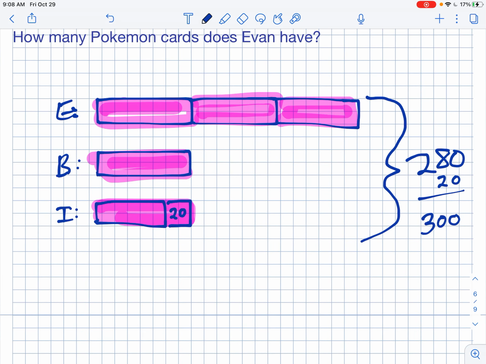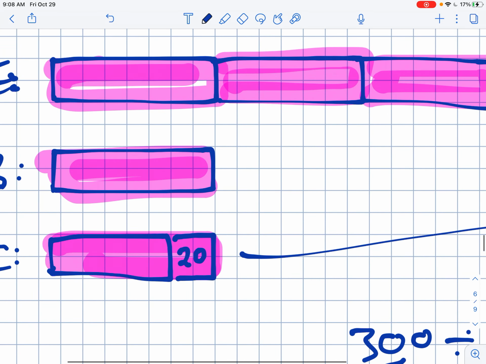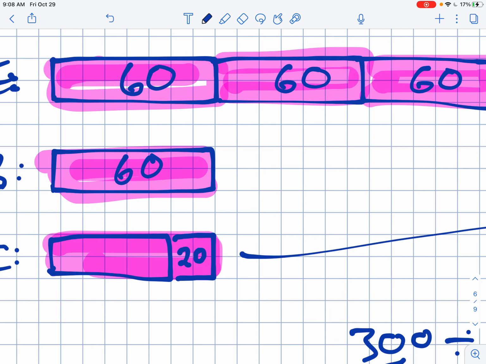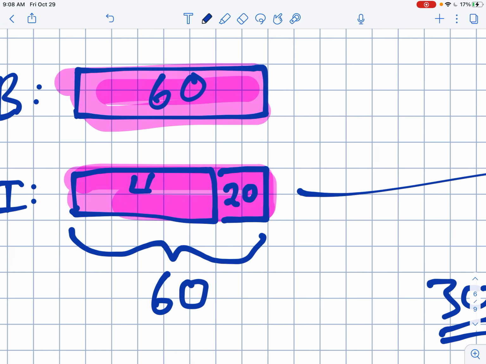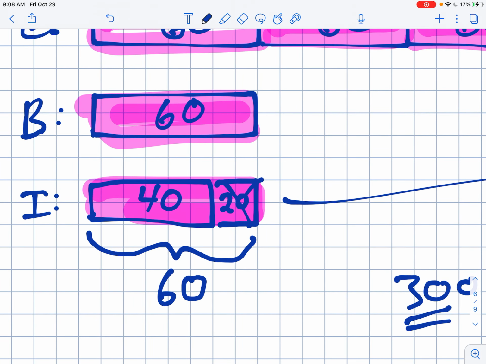So, now that I have a total of 300 with those 20, I can do 300 divided by 5. We can use our mental math. Do I know 30 divided by 5? Yes. 30 divided by 5 is 6, so 300 divided by 5 would be 60, correct? So that means each of these big blocks is 60, and Isabella's is not 60, but all of that with those 20 would be 60, and so if I take away that 20, Isabella would actually have 40, right? She doesn't have those 20.